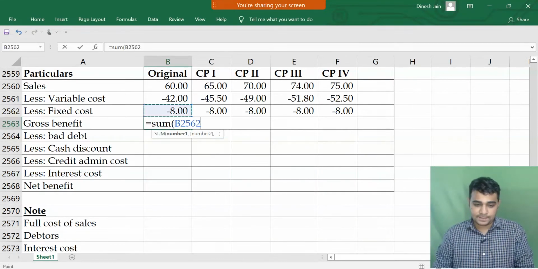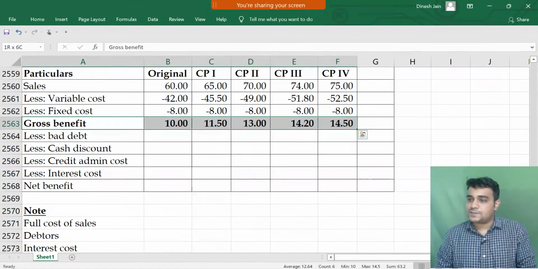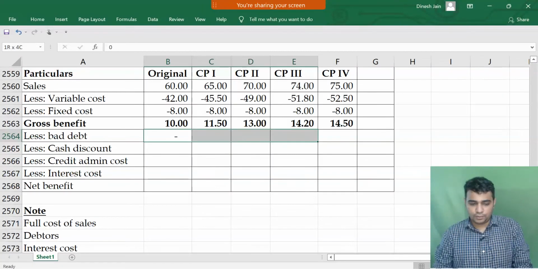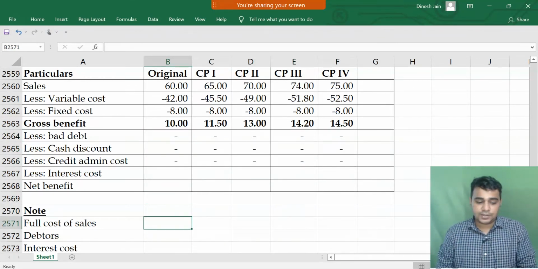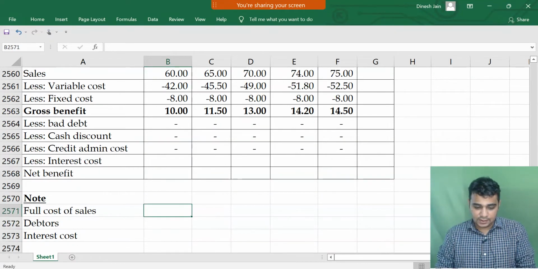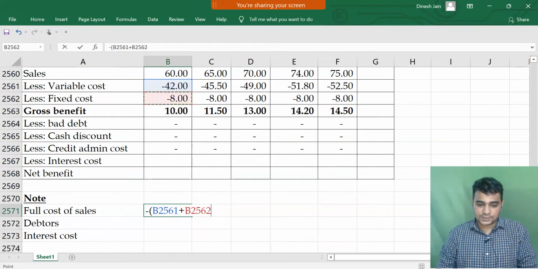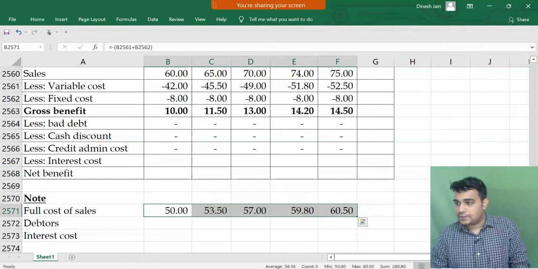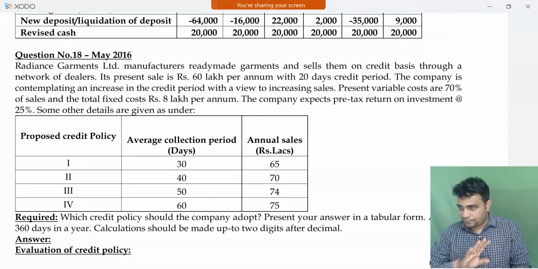Gross benefit is, it's a purely format driven area. Gross benefit is this. Any information on bad debt? No. No cash discount, no credit administration, nothing is there. Then I have something called interest cost, which is dependent on debtors. Full cost of sales is variable cost plus fixed cost. Question has not said debtors have to be valued in any particular way, nothing is mentioned, so we follow this.